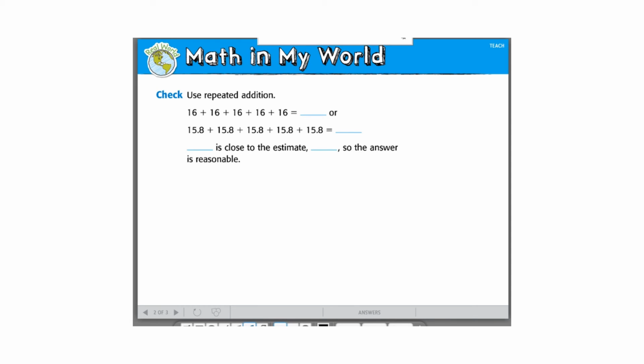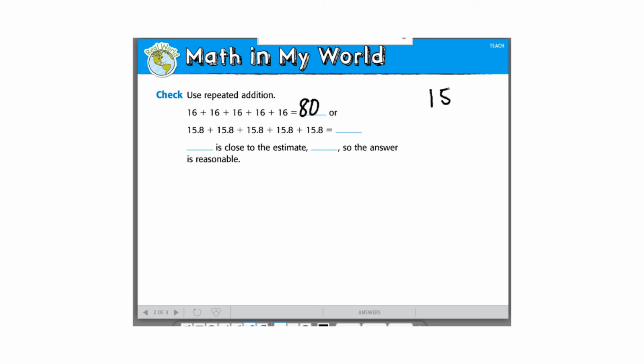Let's look at the next example. This one is showing you that you could check using repeated addition. The reason why they're saying repeated addition and not multiplication is because you haven't actually learned how to multiply decimals yet. It's a little different than when you add or subtract because you don't just drop the decimal down into the answer. Instead, you have to do some different things to get your decimal in the right place. So because you haven't learned that yet, they're telling you to use repeated addition. So if you wanted to use 16 plus 16 plus 16 plus 16 plus 16, that would equal 80.